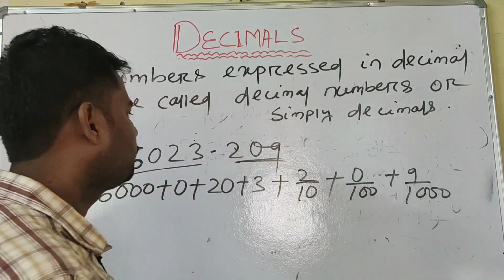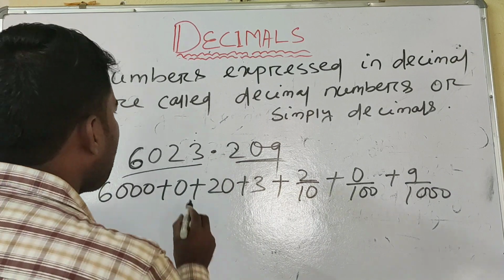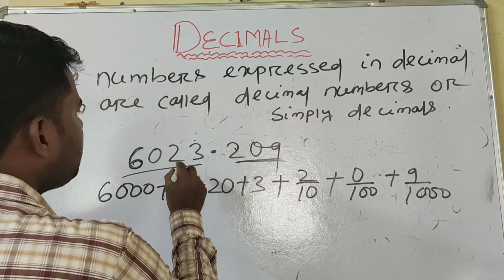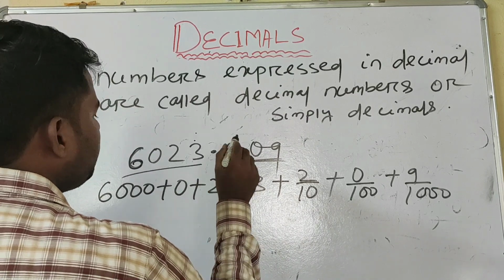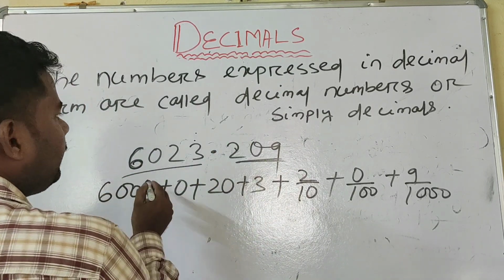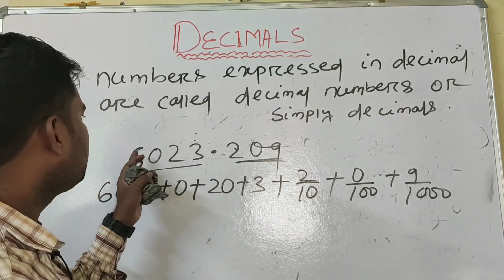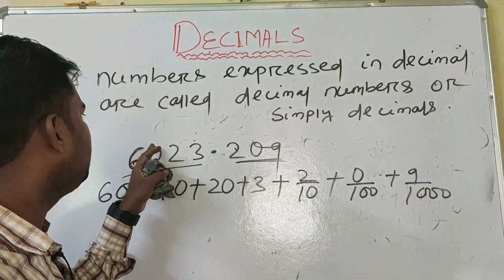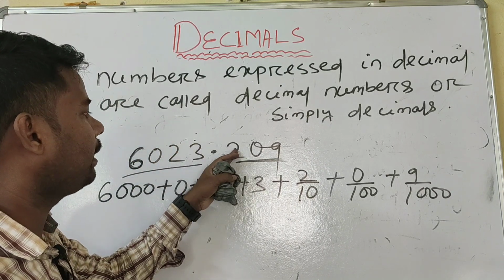Here we conclude that in decimal numbers, the value increases 10 times for each digit from right to left, and decreases 10 times for each digit from left to right.